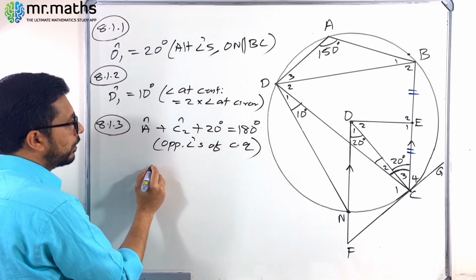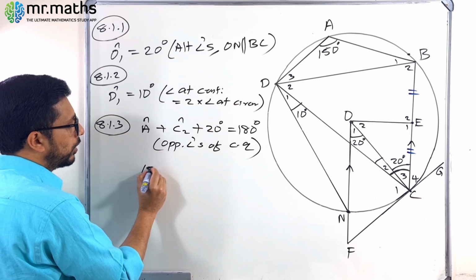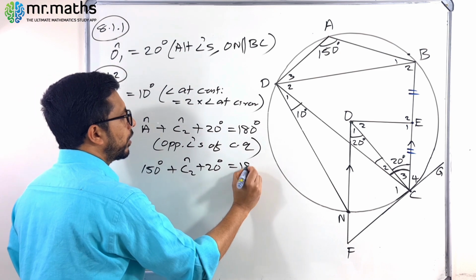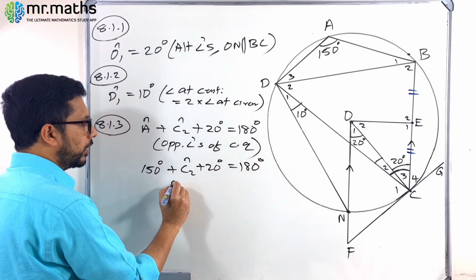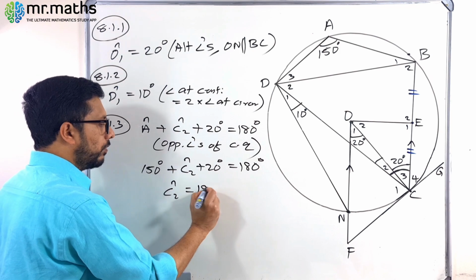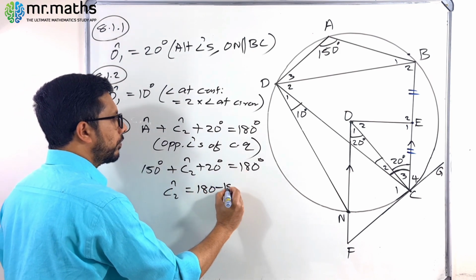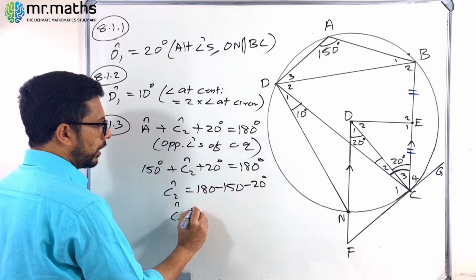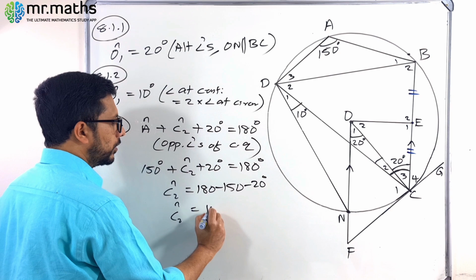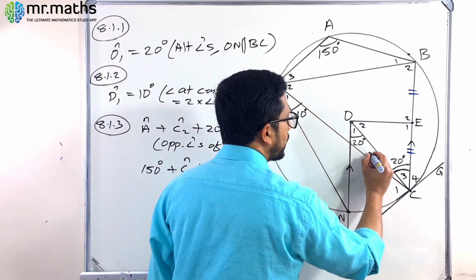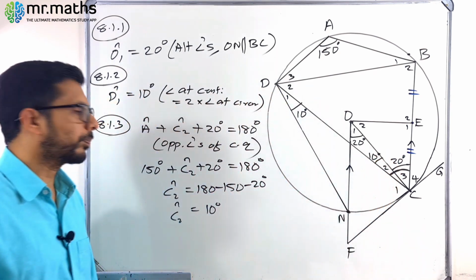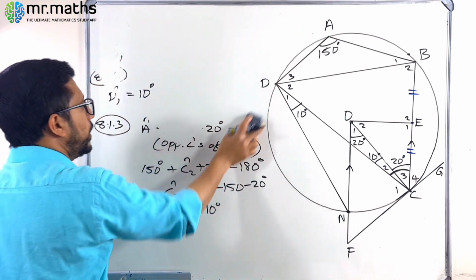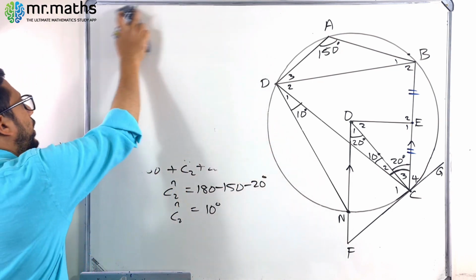Okay, so from here, what is A? 150 plus C2 plus 20 degrees is equal to 180. Now just a calculation, that's all. What is C2? Take everything to that side. So it is 180 minus 150, minus 20 degrees. Take your calculator, find the answer. 180 minus 170 is 10 degrees. So it means that this angle C2 is 10 degrees. Okay, so that is question number 8.1.3.